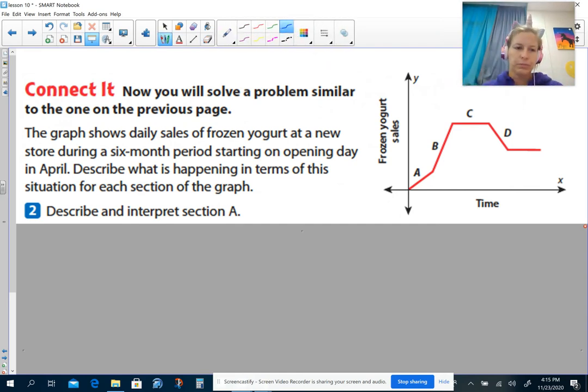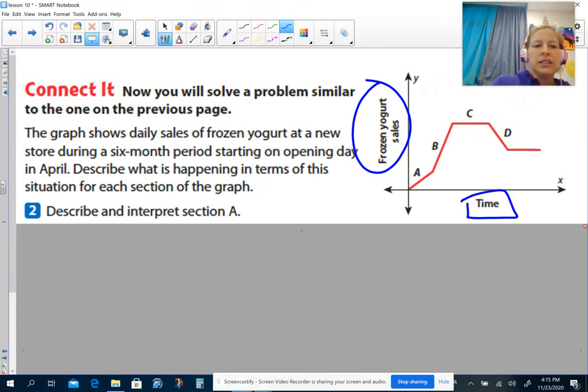Let's read the scenario. The graph shows daily sales of a frozen yogurt at a new store during a 6-month period, starting on an opening day in April. Describe what is happening in terms of this situation for each section of the graph. So I'm going to break it down. We're going to do 1 section at a time. So frozen yogurts, here's my time. Okay, 6 months, opening in April. So describe section A. Think about it. If there's anyone around you that you can talk to, talk about what you think A would be. Pause my video if you need time.